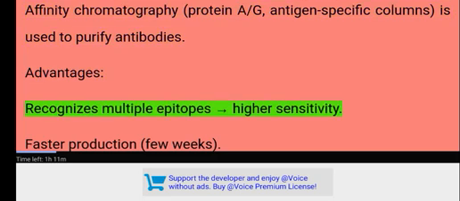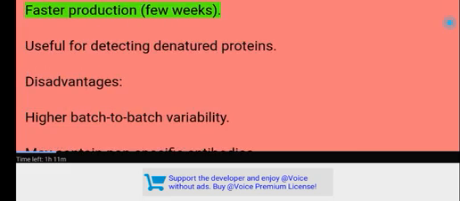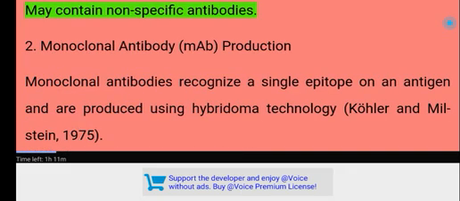Advantages. Recognizes multiple epitopes, higher sensitivity. Faster production, a few weeks. Useful for detecting denatured proteins. Disadvantages. Higher batch-to-batch variability. May contain non-specific antibodies.